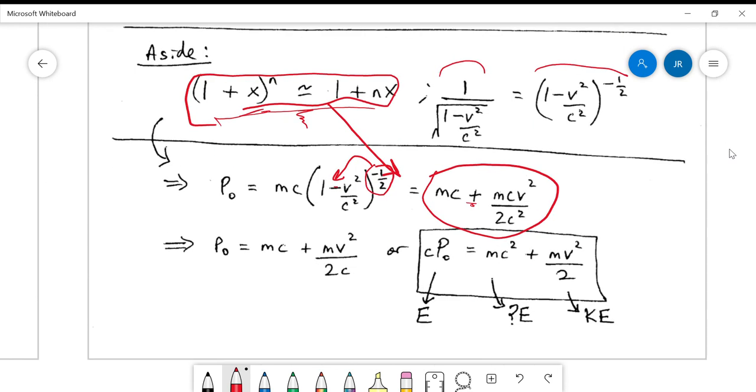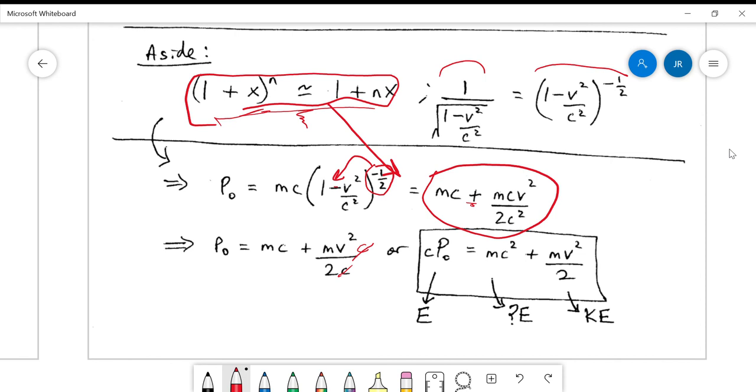Okay, so now we can rephrase this. We've got our equation. We've got the momentum in the time frame of reference, p0, is mc plus mv squared over 2c. We can multiply both sides of the expression by c. So multiply here by a c, here by a c, and here by a c. Then we've just got cp0, which is energy. We've got mc squared because we multiplied that mc by another c. And then we get mv squared over 2 because the c in the numerator cancels the c in the denominator.